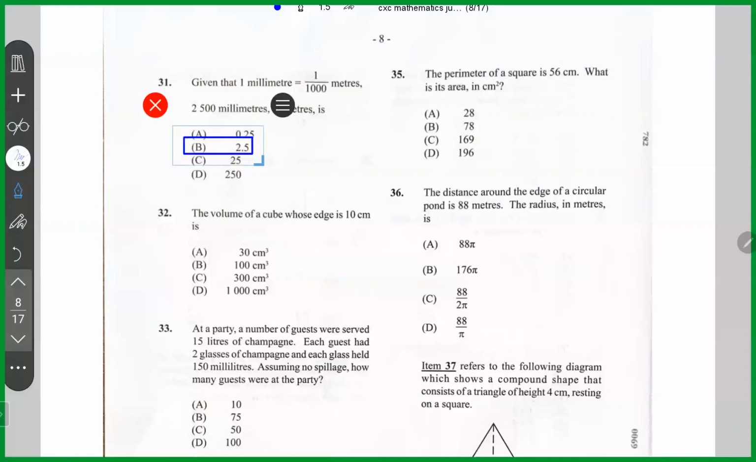The volume of a cube whose edge is 10 centimeters. So the volume of a cube is equal to length cubed, which is equal to 10 cubed, which is equal to 1,000. D.